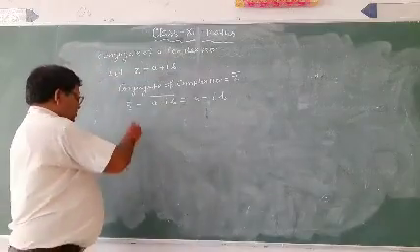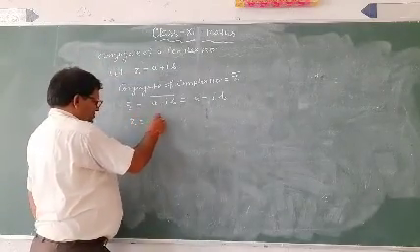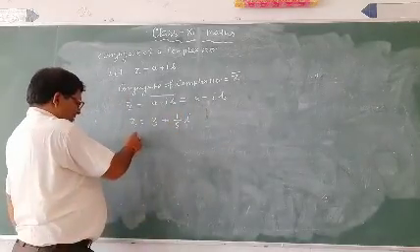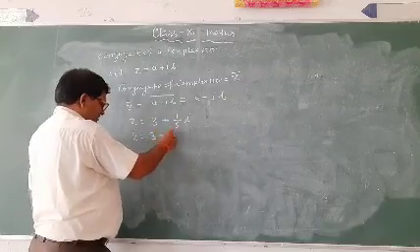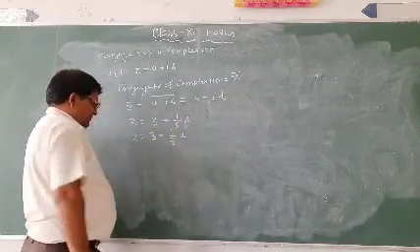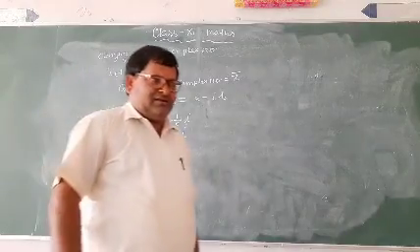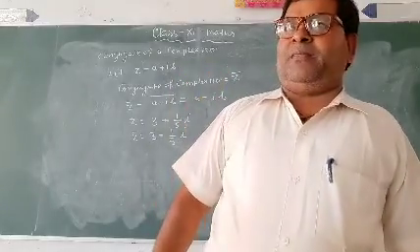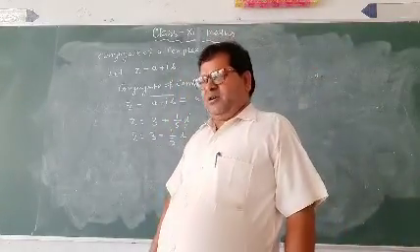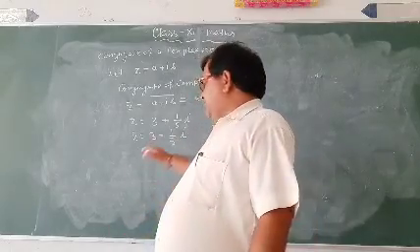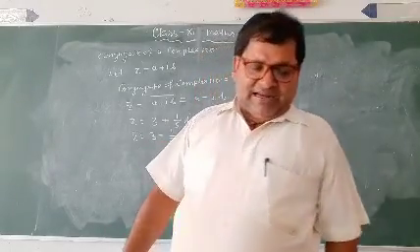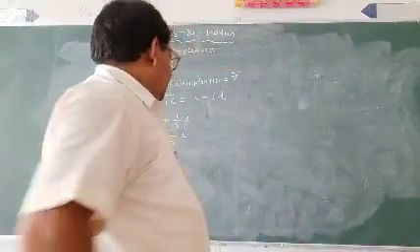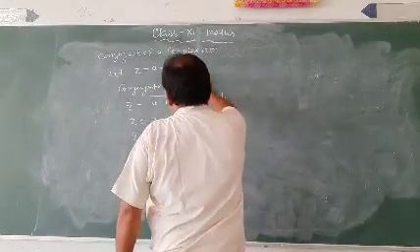For example, z is equal to 3 plus 1 by 5 i. So z bar is equal to 3 minus 1 upon 5 i. Z and z bar: z bar is the conjugate of the complex number. Now it is clear. Next, the properties of a complex number.